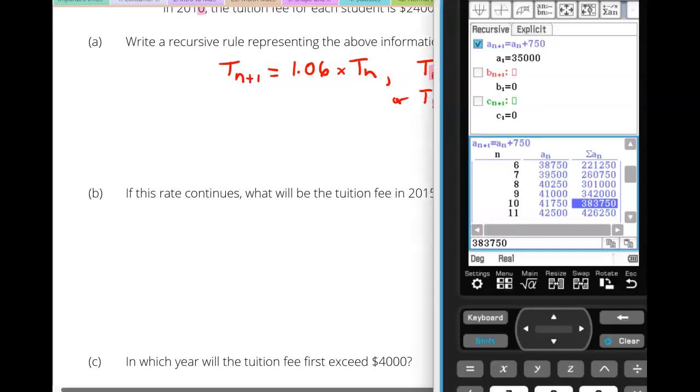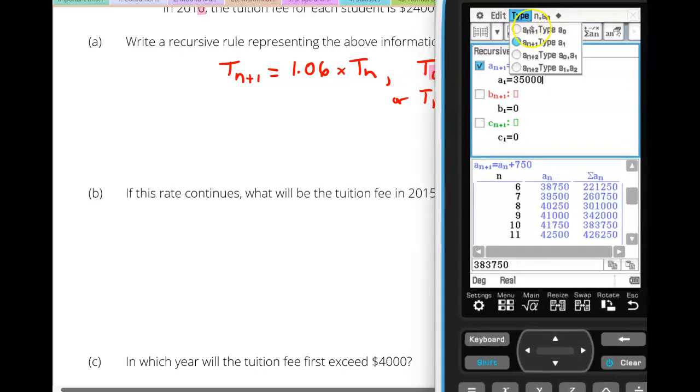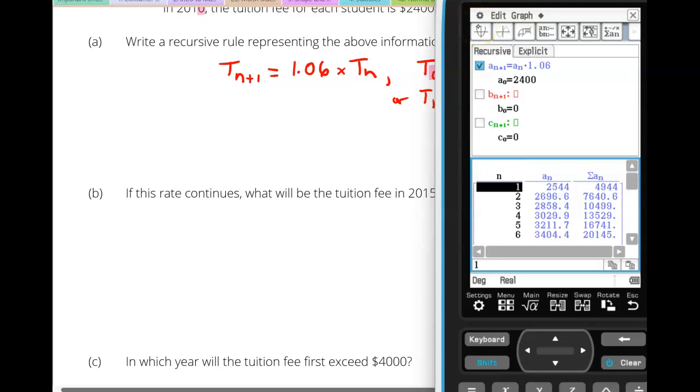So, because I mentioned term 0, how do we change the sequence to term 0? Make sure you've tapped onto the sequence equation part of the screen, not the table, and then go to type on the calculator, go back and change it to A0, and then put in what we want. So this is times 1.06, and the initial school fees were 2,400, and then you can generate the sequence. So after 1 year, it's going to be 2,544 and so forth, and we want it in 2015.